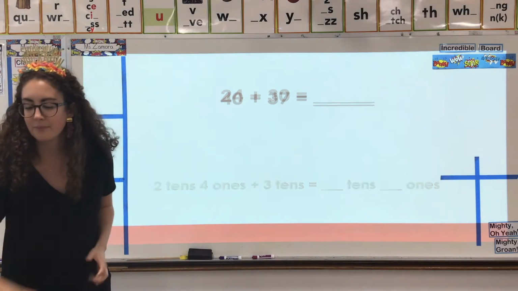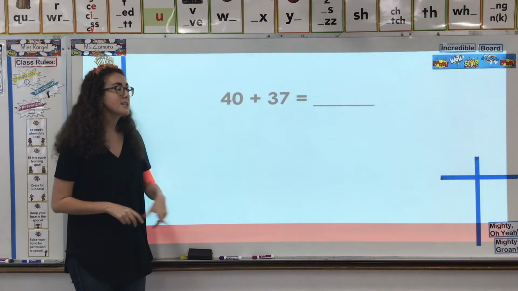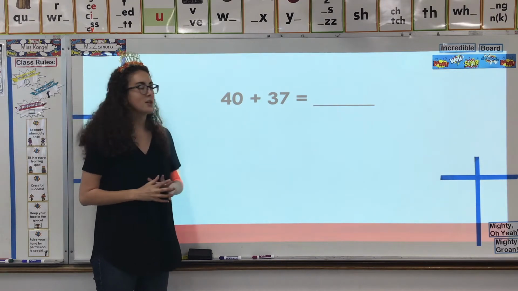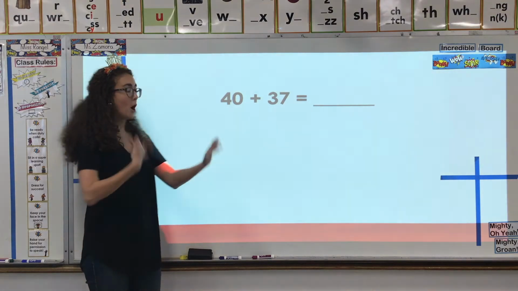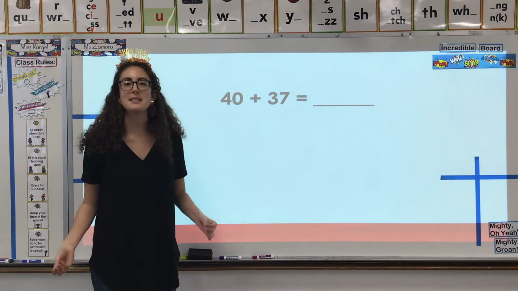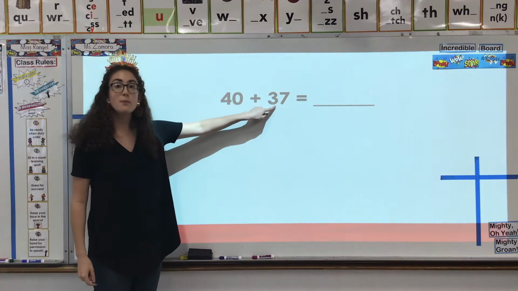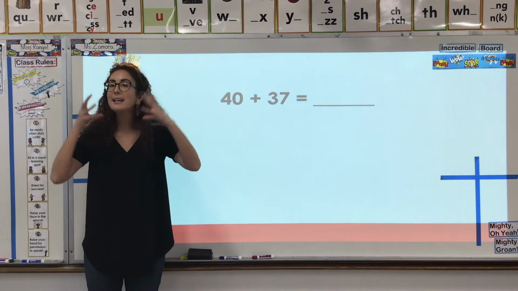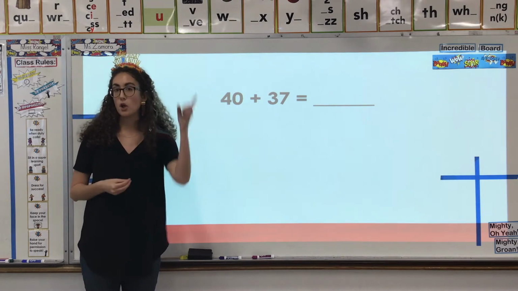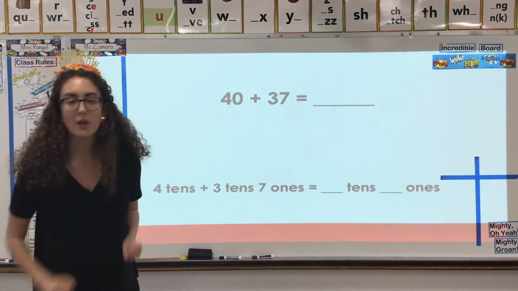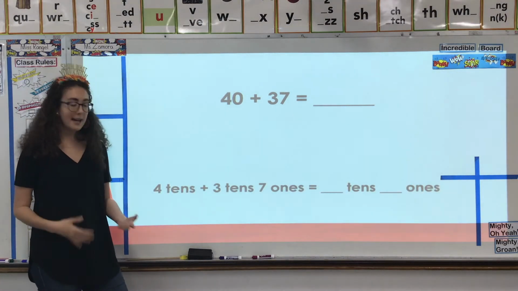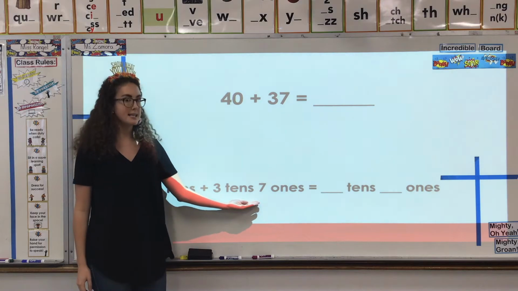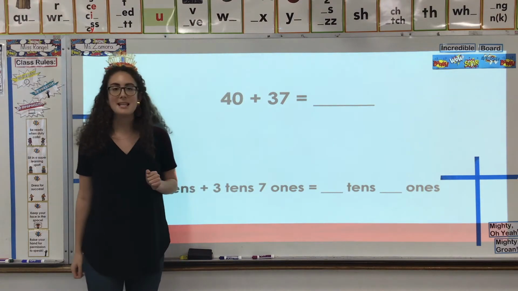Awesome. Okay. Up next, we are going to solve 40 plus 37. These numbers are in a different order, but we can still use the same strategy. We want to start with 37 and add 40. So we're going to add the tens together in order to find our answer quickly in our heads. So let's break it down. We're adding 4 tens, 40, plus 3 tens, 7 ones, which is 37.